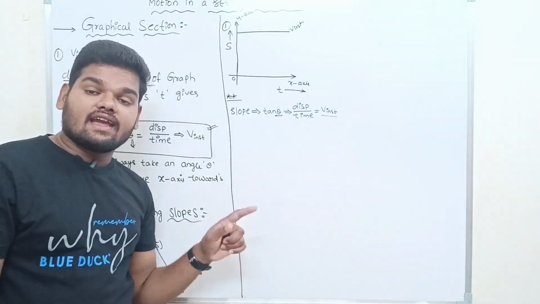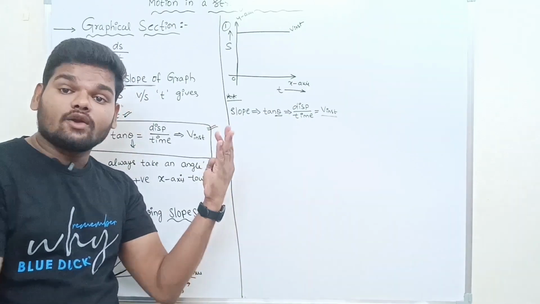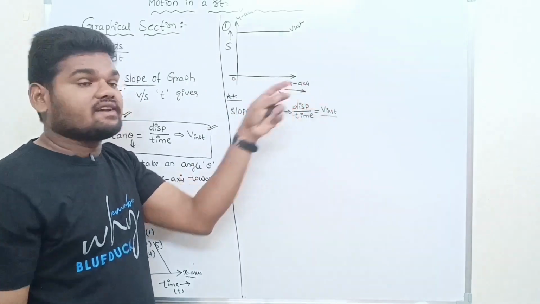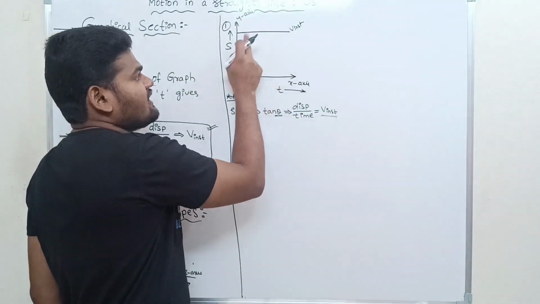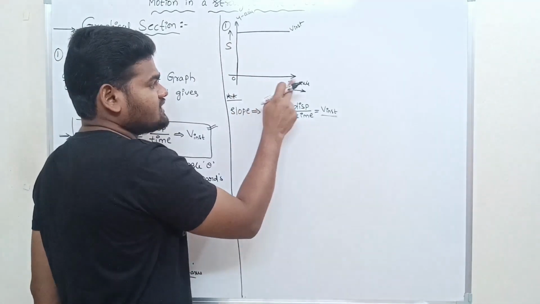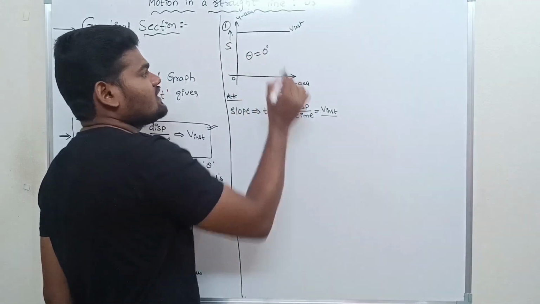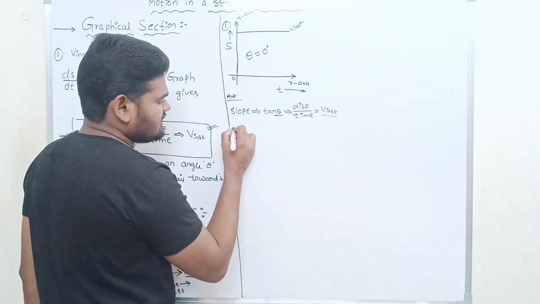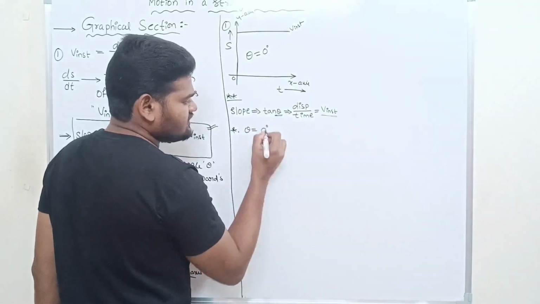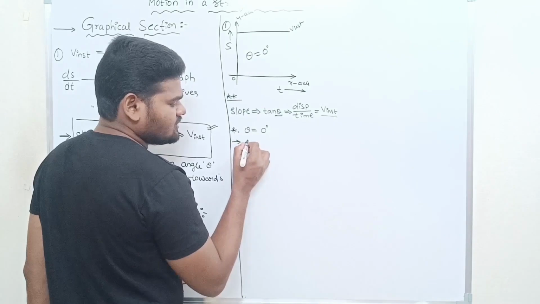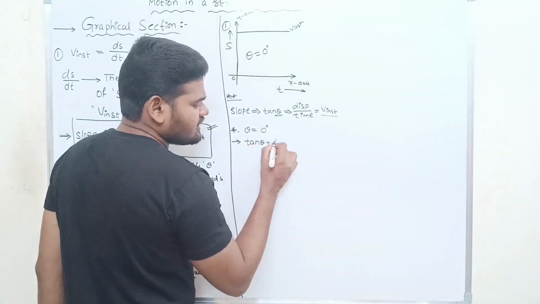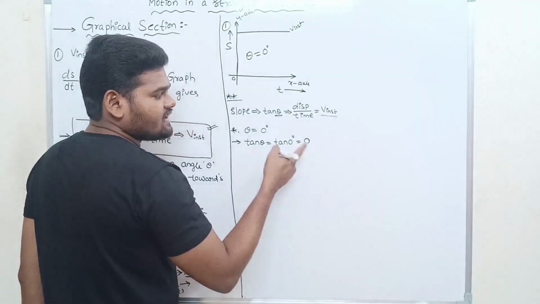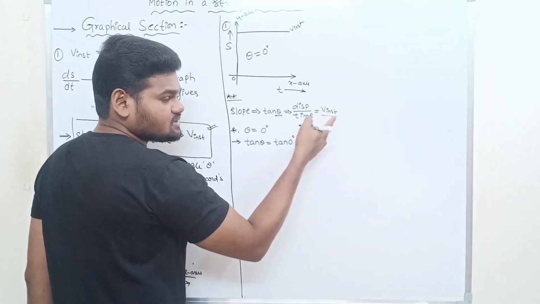So always take an angle theta from the positive x-axis towards the slope. Have a look. This is the positive x-axis. So with respect to this positive x-axis, the slope is parallel. Have a look. This slope is parallel to this positive x-axis. Then what is the angle between them? 0 degrees, because they are parallel to each other. So from the graph, it is clear that an angle theta is equal to how much? 0 degrees. If angle theta is equal to 0, then tan theta is equal to tan 0 degrees is equal to how much? Tan 0, we will get 0.